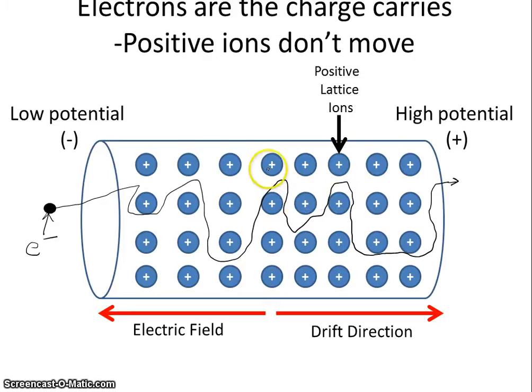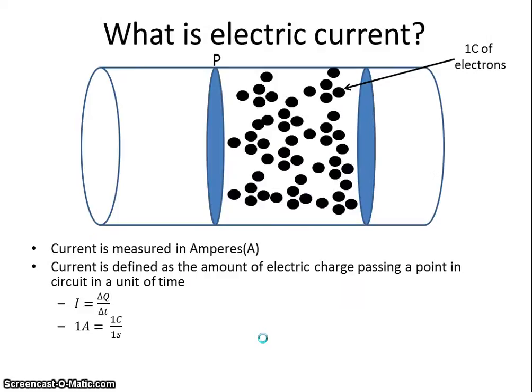The electric field in a circuit, in a wire, points positive to negative, just like we've dealt with in the past. And so we say that the electric current moves in the direction of the electric field, and the direction that the electrons actually move, or whatever charge carrier we're dealing with moves, is called the drift direction. That's the speed that the electrons are going to move inside the wire. We refer to this movement of charge as electric current.